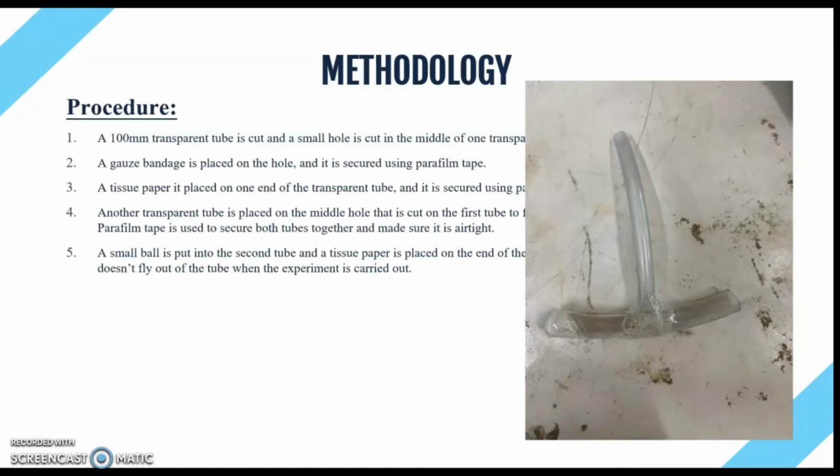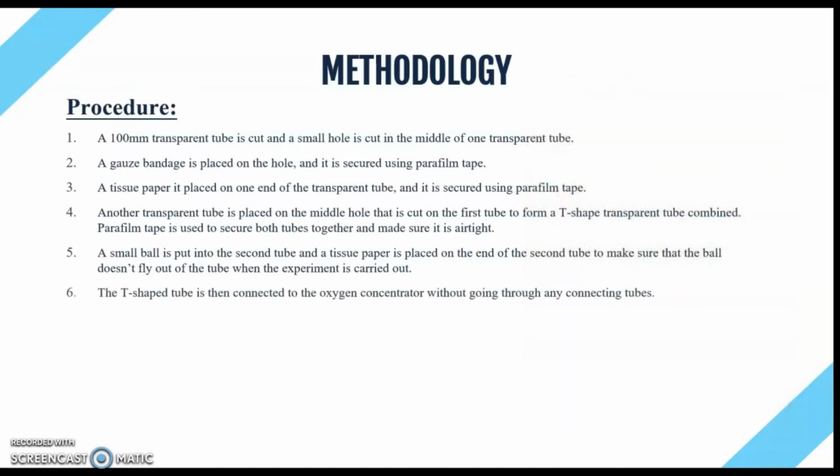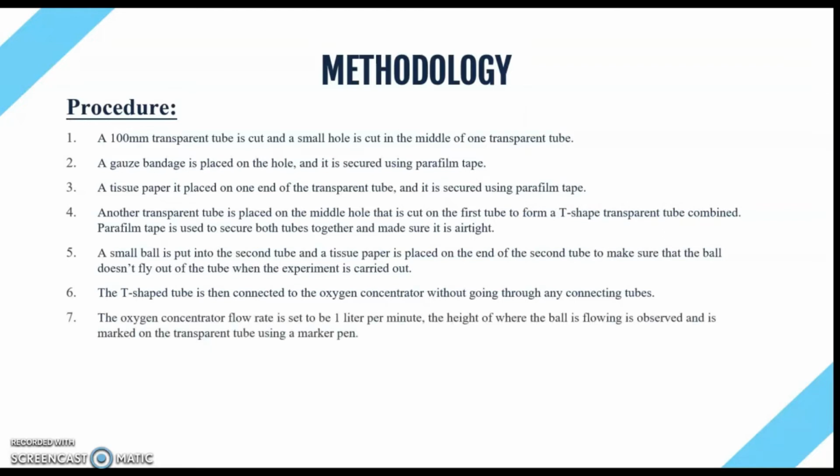Oxygen will be flowing from the right to the left and the ball will be placed on the vertical tube. So when the oxygen is passed through the tube, the ball will be floating. The T-shaped tube is then connected to the oxygen concentrator without going through any of the connecting tubes. The oxygen concentrator flow rate is set to be 1 liter per minute.